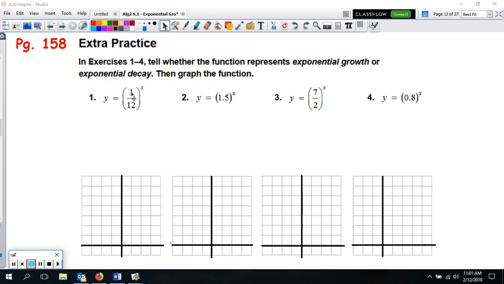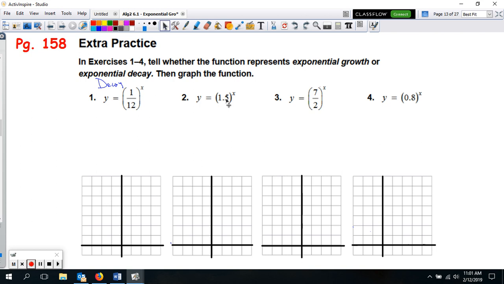So number 1, we can look at this b number here, 1/12. That is definitely not greater than 1. That is a fraction between 0 and 1. So right away, let's go through all 4 of these first and just decide if it's exponential growth or decay. Our first one is decay because of the fraction here of 1/12. This is less than 1, obviously greater than 0. It's not negative. It is positive, but it's less than 1.